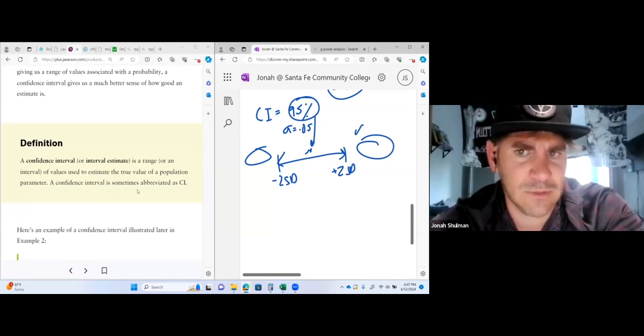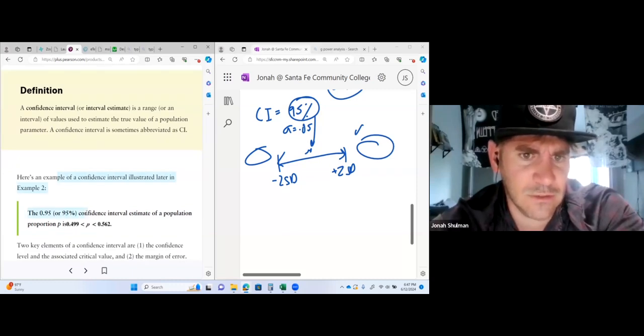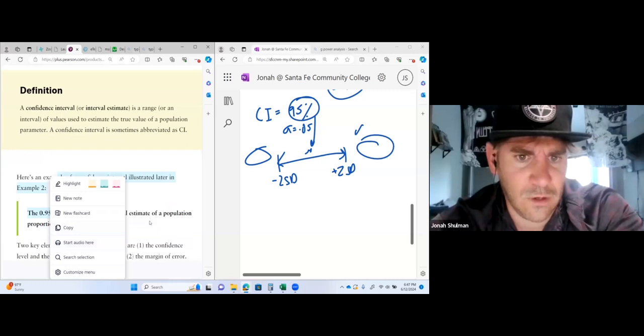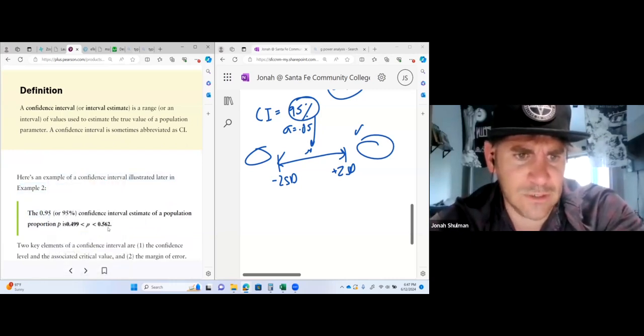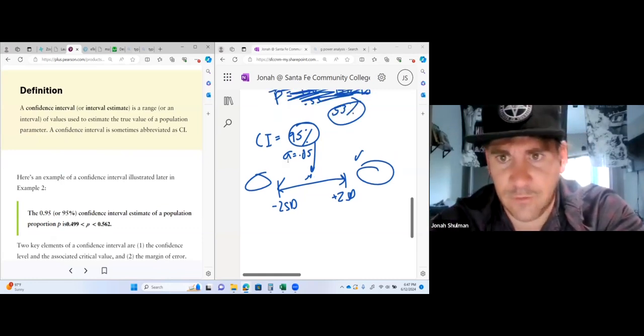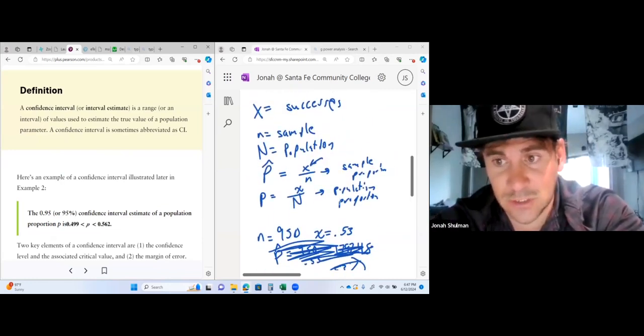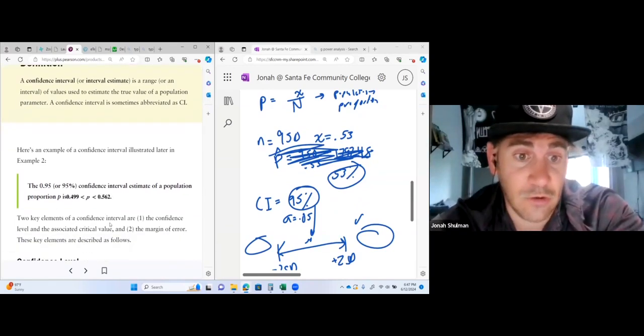Confidence interval is sometimes abbreviated. See, I use CI all the time. So here we go. Here's an example of a confidence interval, illustrated later in example 2. We have 95% confidence that the interval estimate of a population proportion is between 0.499 and 0.562. What does this mean? The population proportion has to be between 0.499 and 0.562. We're 95% sure.